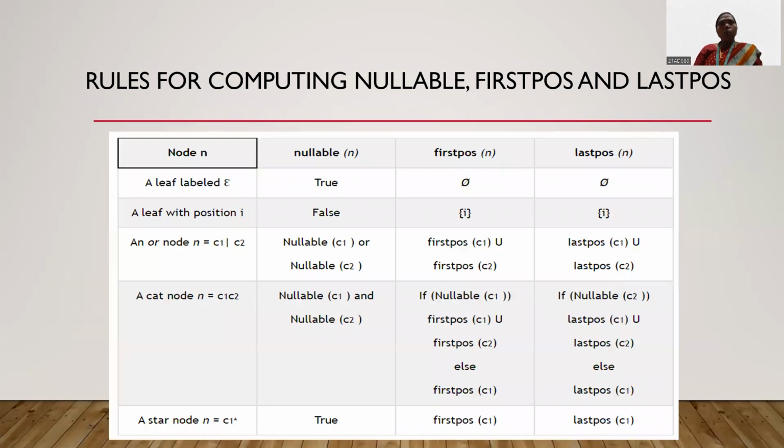Now, for an or node n equal to C1 or C2, nullable of n is either nullable of C1 or nullable of C2. Firstpos of n is firstpos of C1 union firstpos of C2.